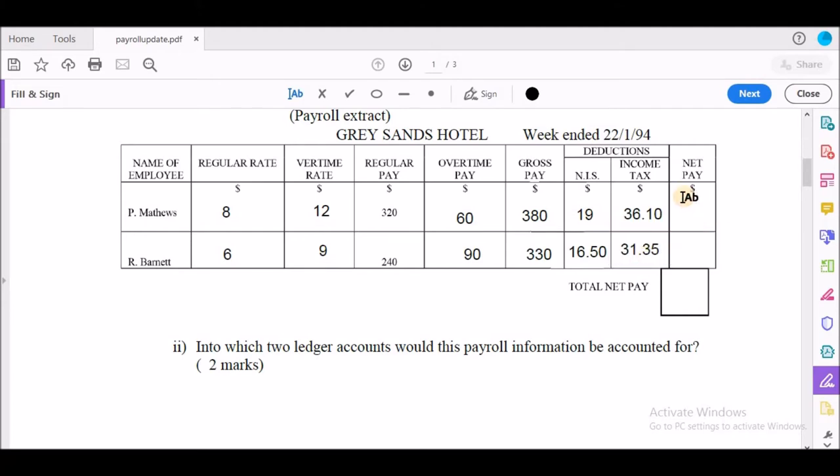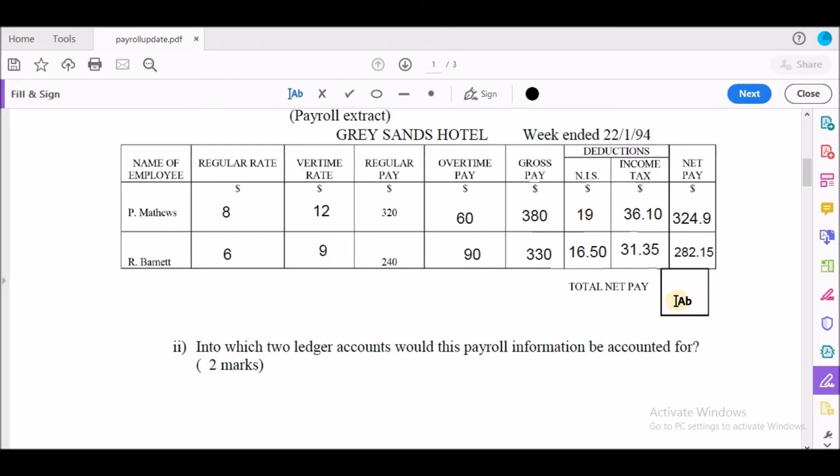Good. Now, to find our net pay, we're going to take the sum of our deductions from our gross pay. So for Matthews, it's going to be 380 minus the $19 for NIS and the $36.10 for income tax, and that is going to give you $324.90. Now for Barnett, it's going to be 330 minus $16.50 minus $31.35, and that's going to give you $282.15. So that's what the individual employees will receive as their take-home pay.